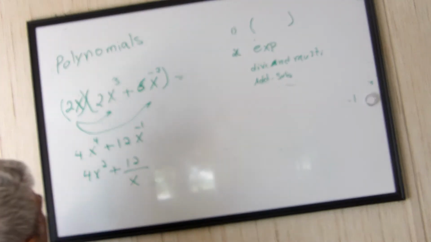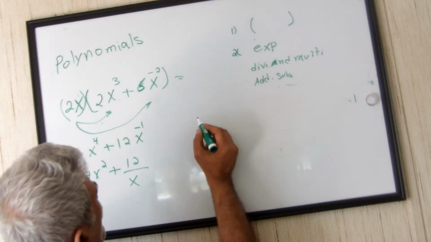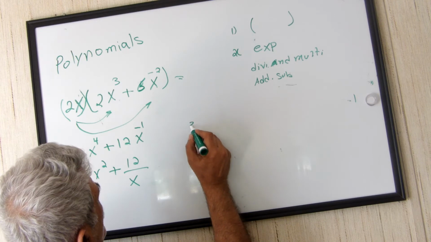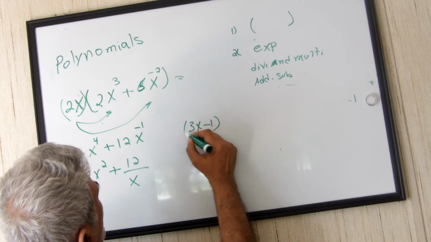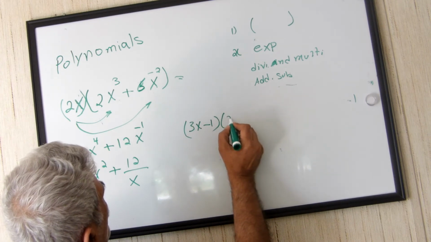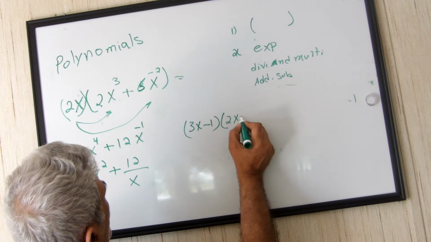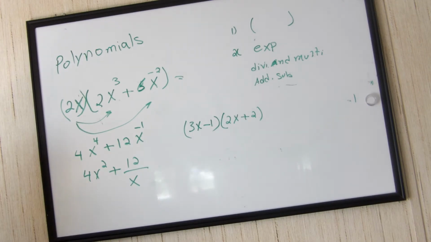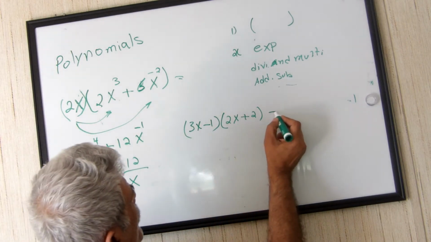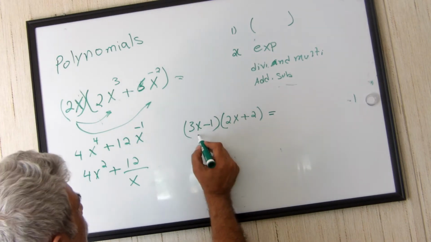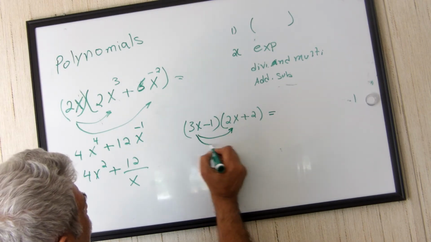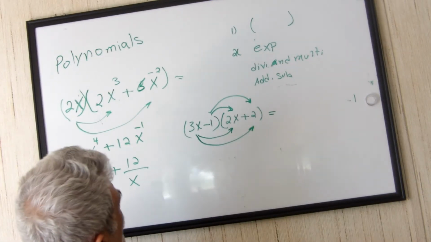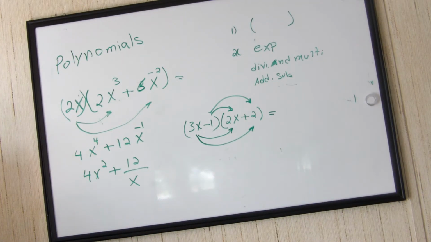Okay, let's get an example with binomials, like 3x minus 1 times 2x plus 2. What you're going to do is multiply this one by this one, this one by this one, and then this one by this one, and then this one by this one. Actually 4 multiplications.